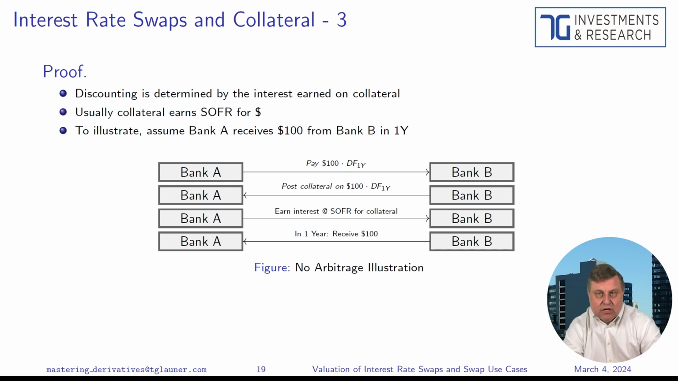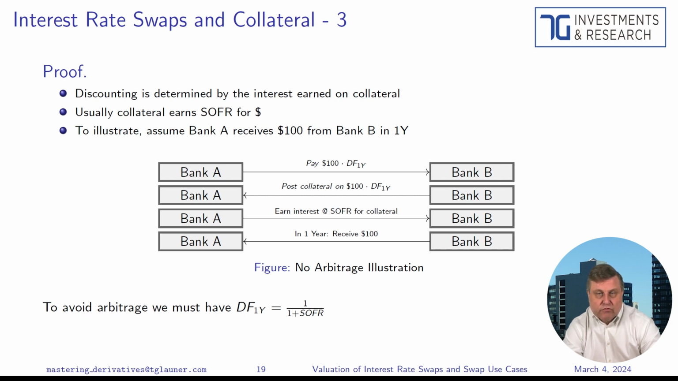Now, if the discount factor deviates from 1 over 1 plus R, where R is based on SOFR over 1 year, then, theoretically, one could generate profit as one of the banks. As we know, arbitrage should not be possible and typically isn't feasible in markets where deals are fair valued.